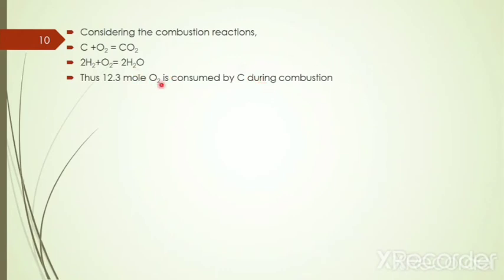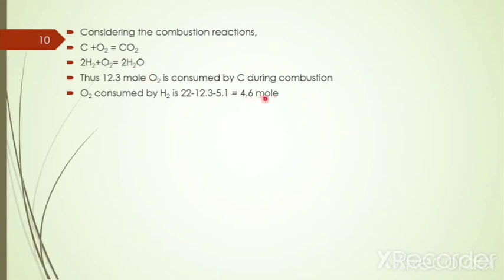Then what will be the moles of oxygen consumed for the reaction of water? That we can find out. We know the total moles of oxygen supplied is 22, minus 12.3 is the oxygen used by carbon, and minus 5.1 is the excess oxygen present as such in the product. So this will be 4.6 moles. So 4.6 moles of oxygen is used by hydrogen and 12.3 moles is used by carbon.